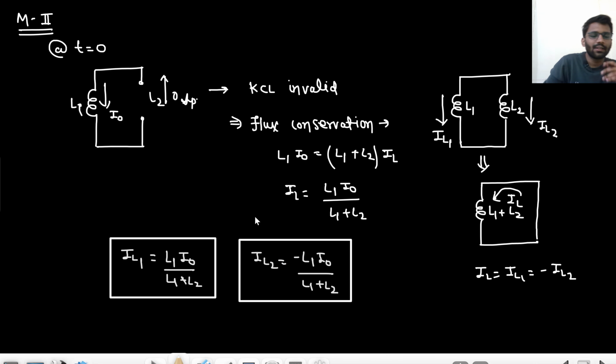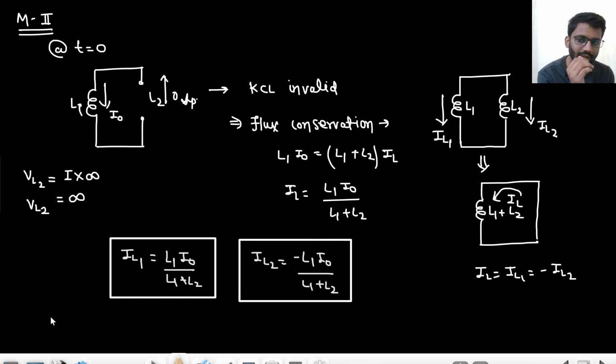So this is what is happening now. The inductor is instantaneously changing its current, so there must be an infinite voltage produced. Now how can you say that there is an infinite voltage? Look, let's just assume I am writing VL2. What is the current in VL2? Let's assume some current I is flowing. And how much resistance is VL2 seeing? Infinity. So how much is the voltage across VL2? That is infinity.